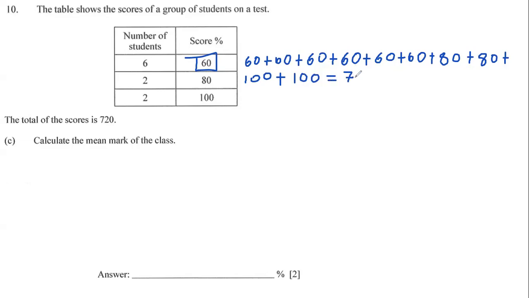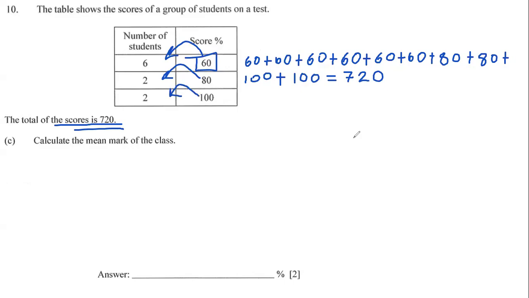720. The total of the scores is 720, as he told us in the question. And how do we get all that? We have to add. We have to add 60 six times. We have to add 80 twice. We have to add 100 twice.